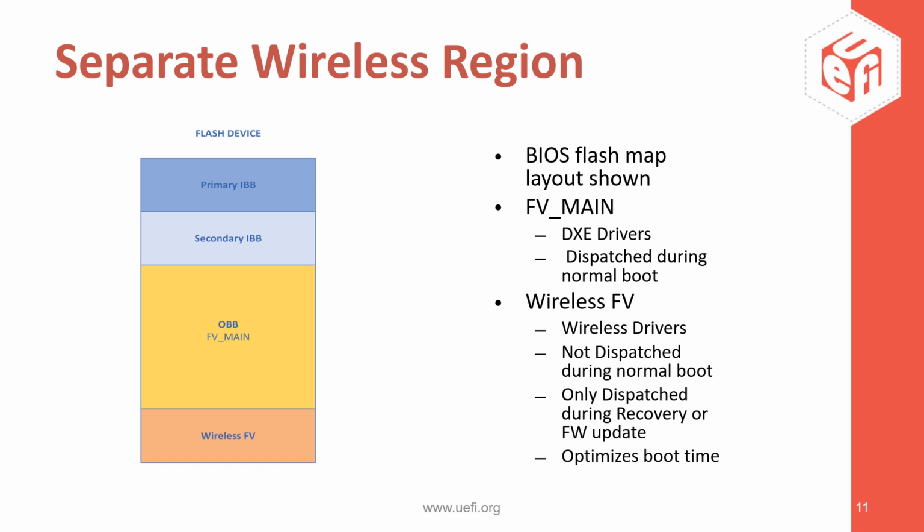IBB is the initial boot block, while OBB stands for OEM boot block, and typically two copies of IBB are maintained to ensure that if there is a corruption, the secondary image could be loaded, and similarly, mechanisms exist for recovering the OBB. So the wireless FE region was carved out of the OBB.